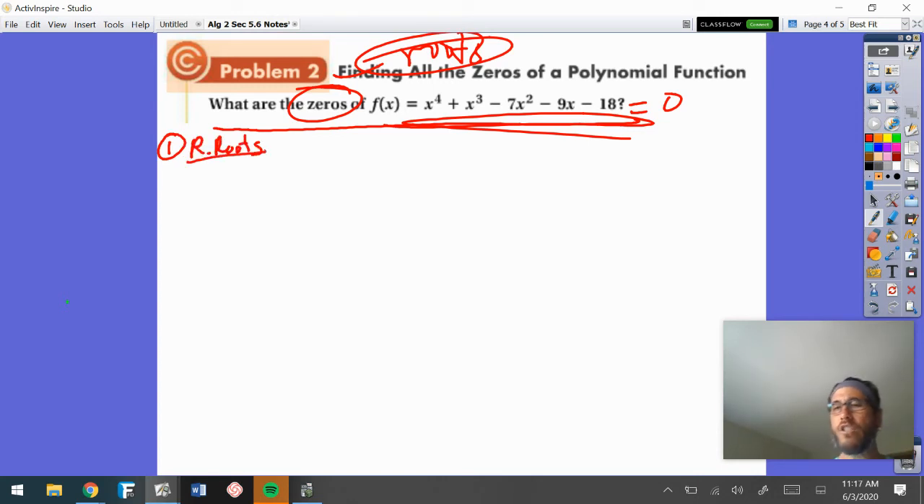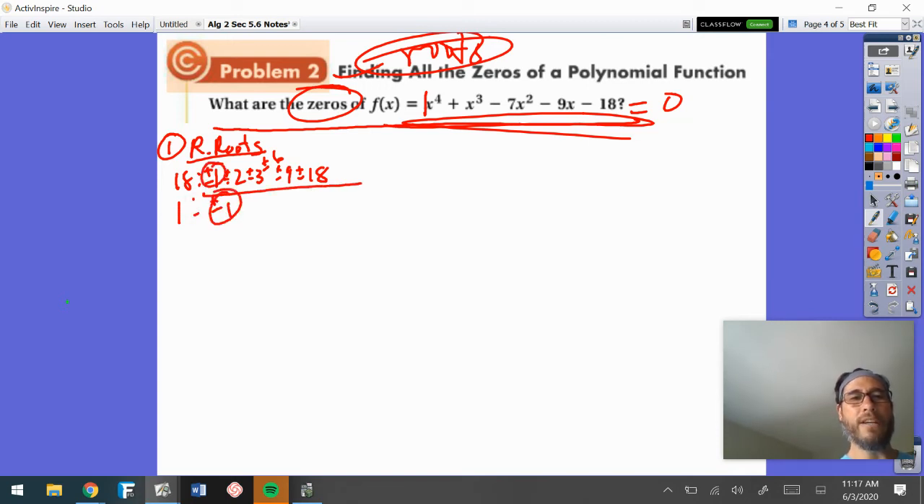How do we find our rational roots? We first find the possibilities. How do we find the possibilities? It's the last number, which is 18. There's a lot of ways to get 18. Plus or minus 1 times plus or minus 18, plus or minus 2 times plus or minus 9, plus or minus 3 times plus or minus 6. Is that a lot? Luckily, the first coefficient is a 1, so we have plus or minus 1.